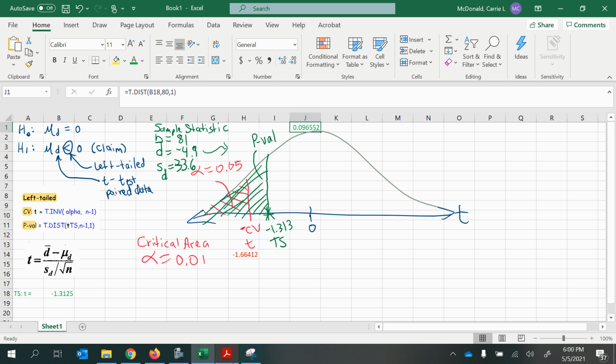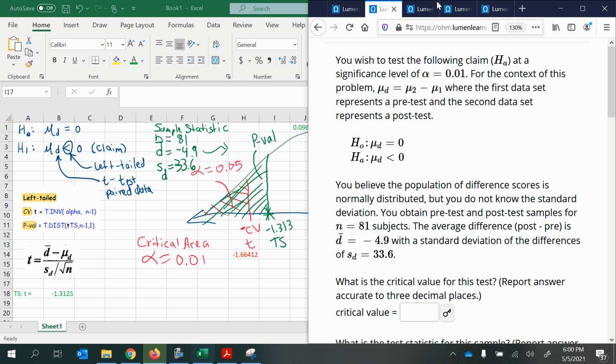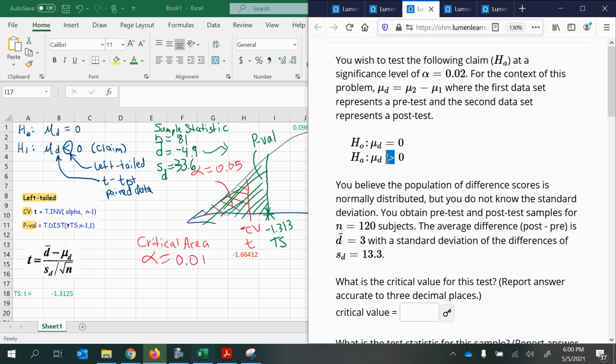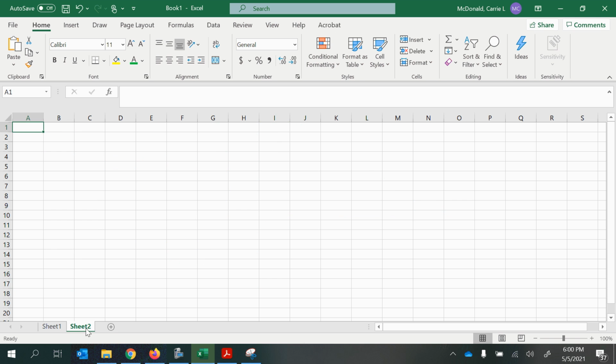All right, now that was for a left-tailed test. Let's look at a different tail. So now we want to look at right-tailed. Let's see what happens with the right tail.